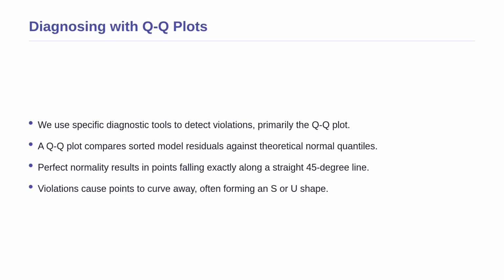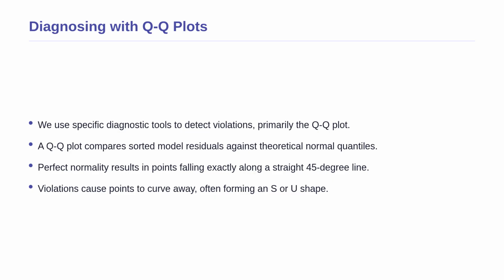Now that we understand the mathematical definition, how do we actually detect if this assumption is violated in practice? We cannot just guess. We need specific diagnostic tools. The primary visual diagnostic tool is the quantile-quantile plot, commonly referred to as a QQ plot. A QQ plot takes the sorted residuals from our fitted model and plots them against the theoretical quantiles of a perfect normal distribution. Think of quantiles as data points divided into equal-sized groups.